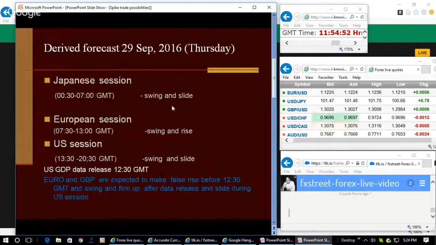So the players are expected to make the swing and slide moves in the case of Euro and GBP during that of the US session. So we try to position ourselves, take some sell positions whenever they are firming up, and stop cutting the new high or stop cutting the intermediary high for about 10 to 30 minutes. Then we take the sell position around the recommended level, and then we try to book profit during that of the slide during your session.